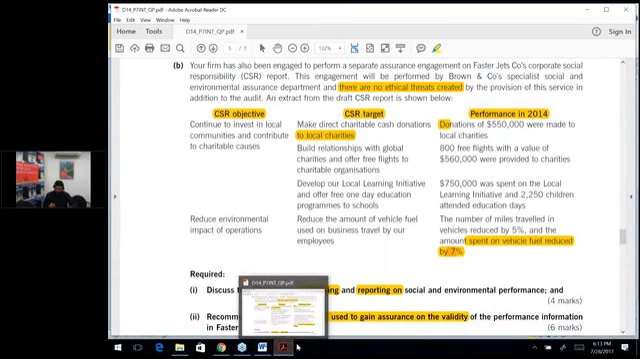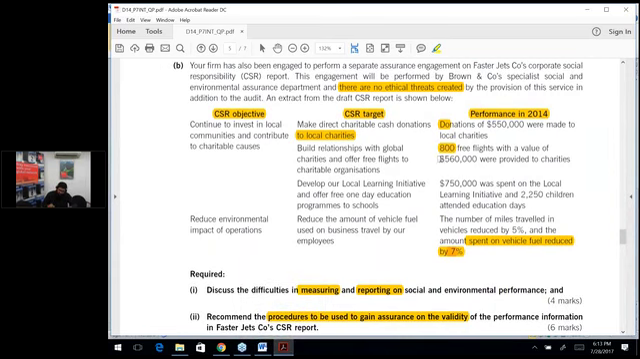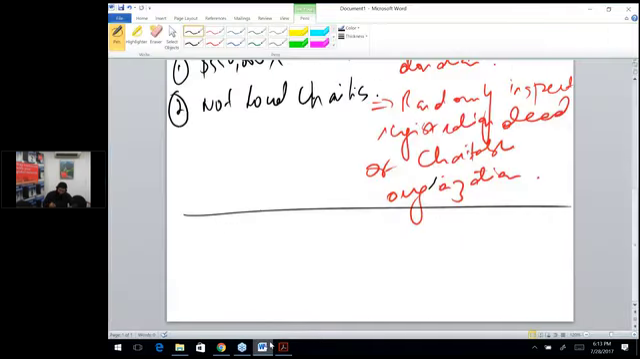Now what next is there? The second one is 800 free flights with a value of $560,000 were provided to charities. So there were 800 free flights with a value of $560,000. They were provided to the charities. Now what exactly do you mean by this? Number one is 800 free flights. My concern is that there were not 800 free flights. So how would I inspect that?